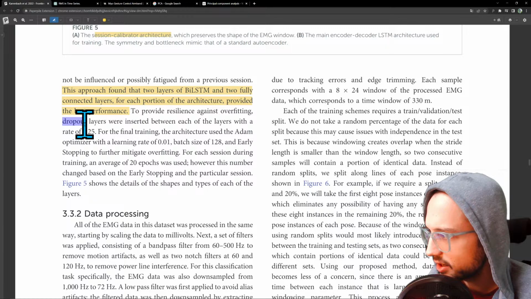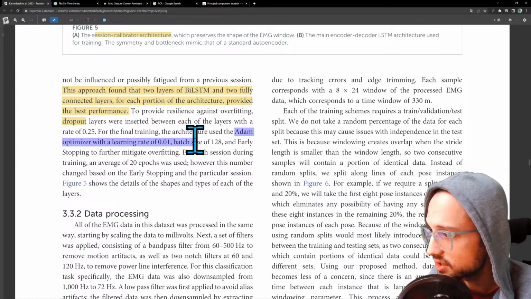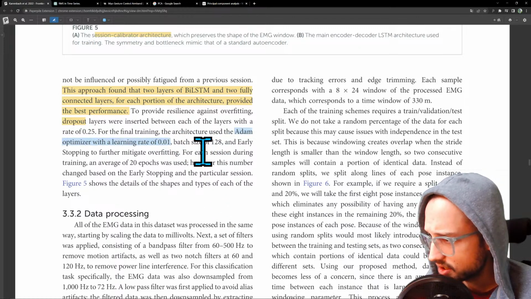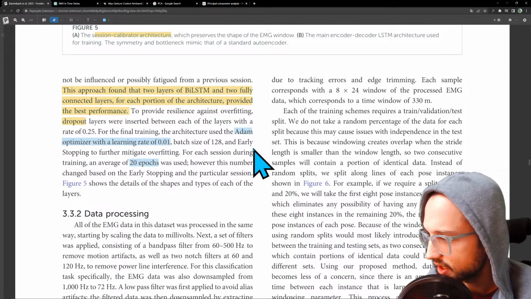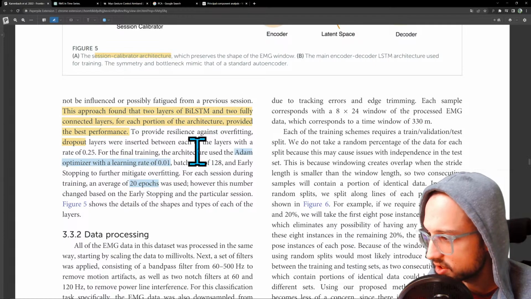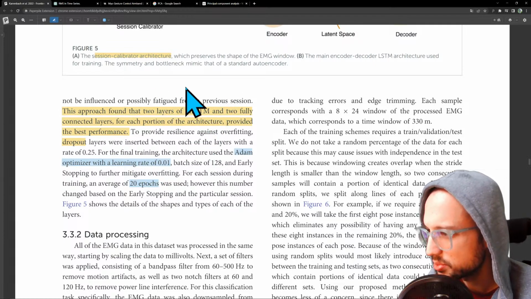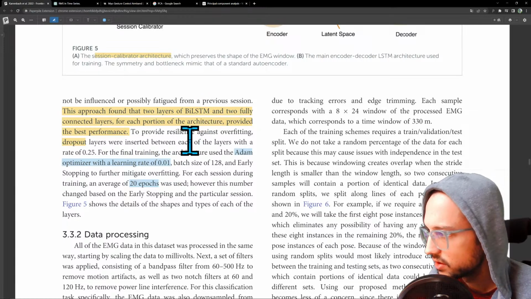They got some dropout. They got Adam optimizer with a learning rate of 0.1. That is huge. That's a big learning rate. Batch size of 128. Early stopping. Average of 20 epochs. This was not trained very long. So these are very simple numbers here.